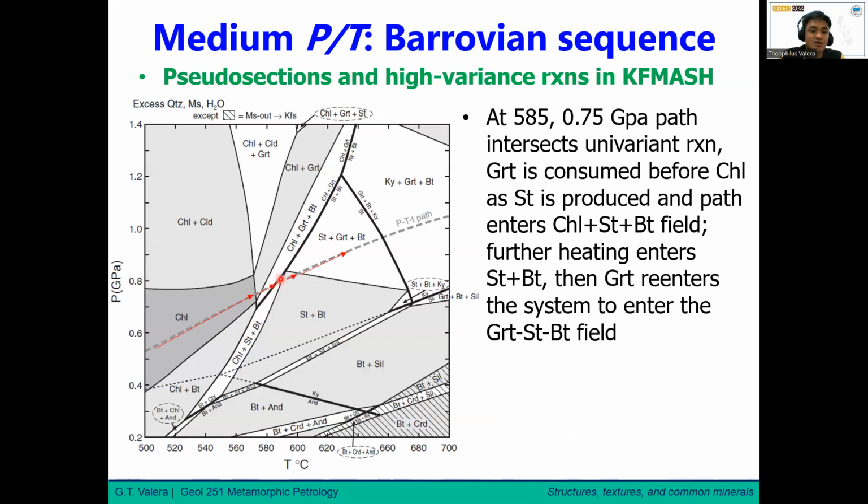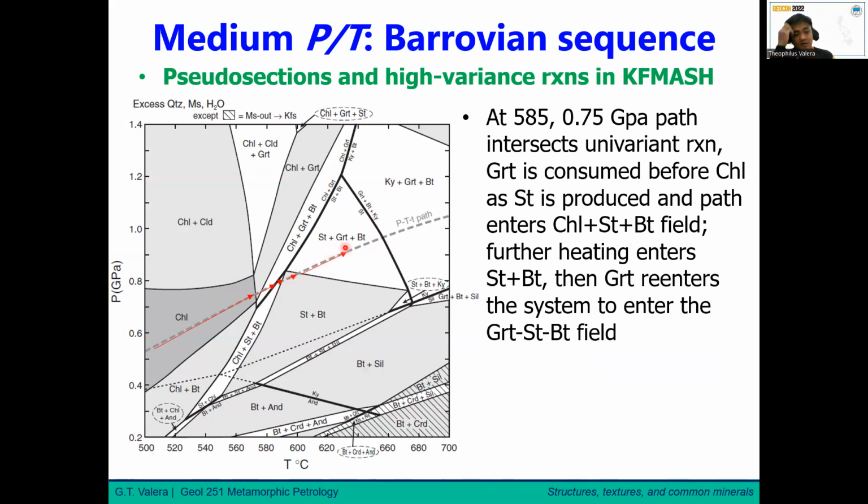Further heating, the rock will enter the staurolite biotite field and then garnet re-enters. So garnet is added again to enter the garnet staurolite biotite field. Di ba? First, garnet is introduced, garnet is lost in favor of staurolite, and then chlorite is lost in favor of staurolite plus biotite, and then garnet is gained again in staurolite, garnet, and biotite.